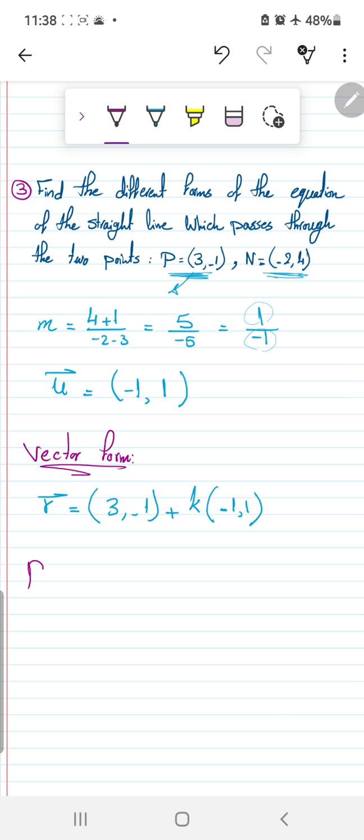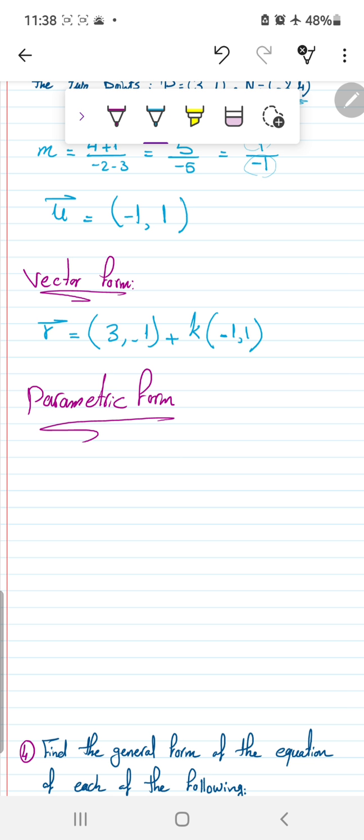What about the parametric form? Get x and get y. x equals what? 3 minus k. Negative 1 times k is negative k. And y equals what? Negative 1 plus 1k, it will be negative 1 plus k.